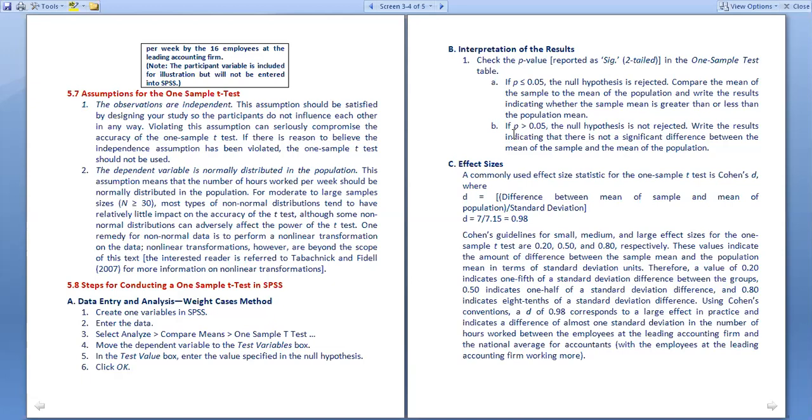We also know that if the value of d for a one sample t-test comes out to be 0.20, it is supposed to be a small effect size. If it is 0.50, the effect size is medium, and if it is 0.80 or more, then the effect size is quite high. In our case, the value of d is equal to 0.98. Therefore, the effect size is quite high. So we should remember the effect size.